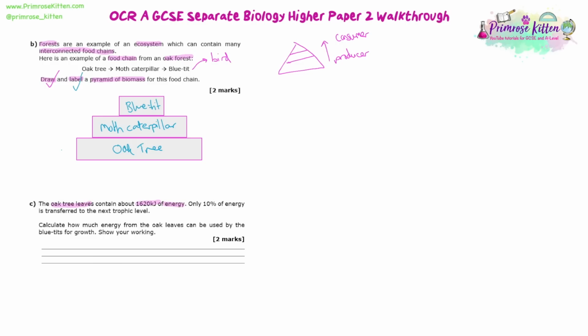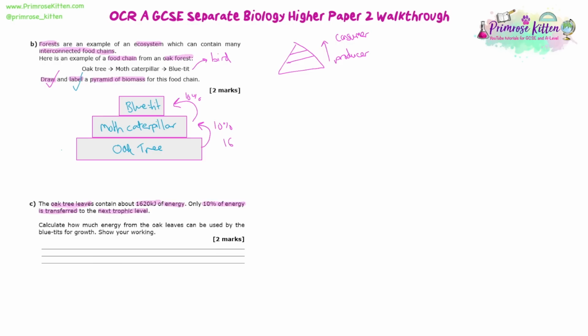The oak tree leaves contain about 1,620 kilojoules of energy. Only 10% of energy is transferred to the next trophic level. Calculate how much energy from the oak leaves can be used by the blue tips for growth. Show your working. Okay, so this is basically, do we understand how the energy transfer works in a food chain?